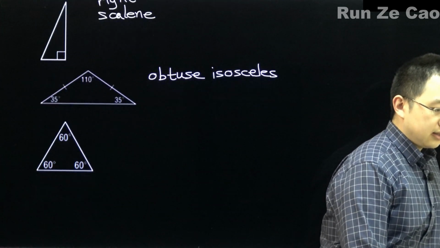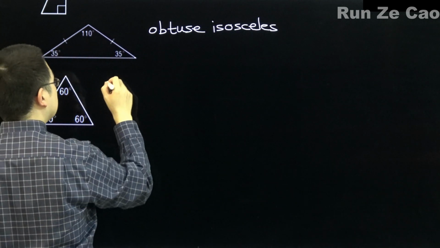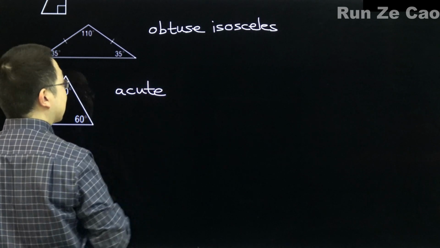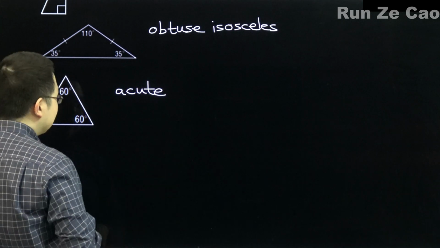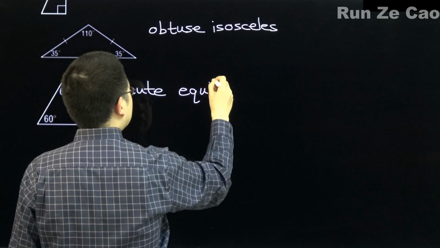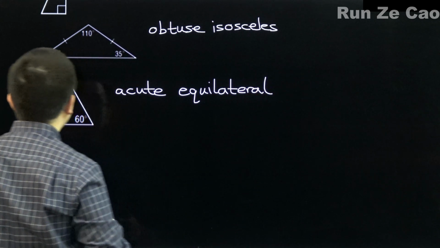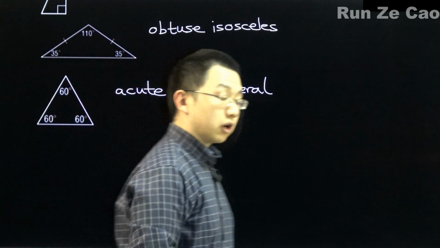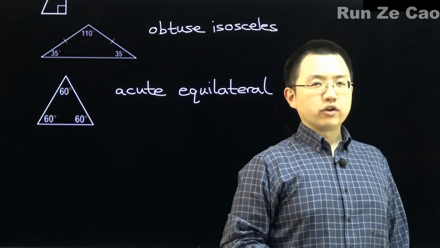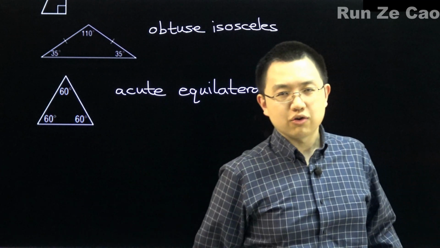And the 60, 60, 60, that's going to be acute, because 60 degrees is less than 90. And it's equilateral. When all the angles are equal, all the sides must also be equal for a triangle. This does not hold true for, say, a four-sided shape, as anybody who has seen squares versus rectangles can tell you.